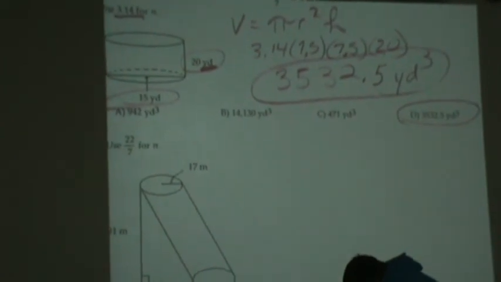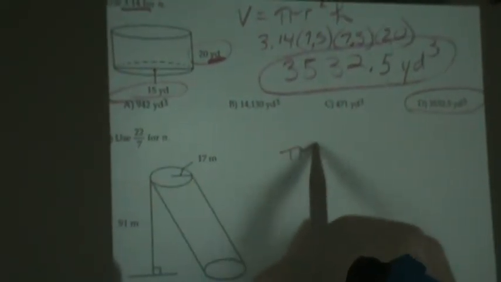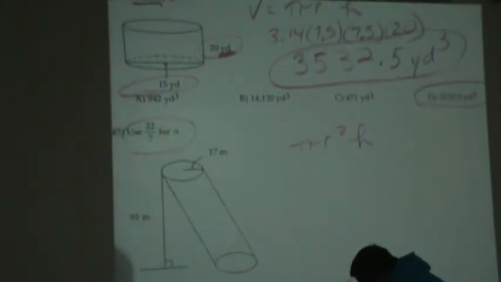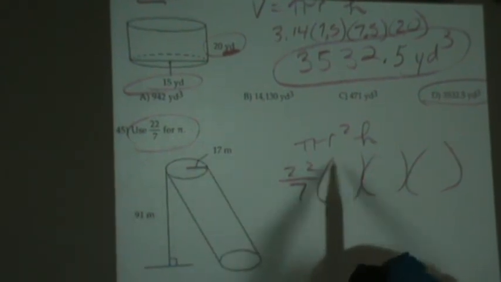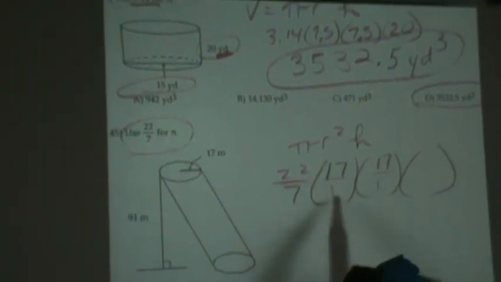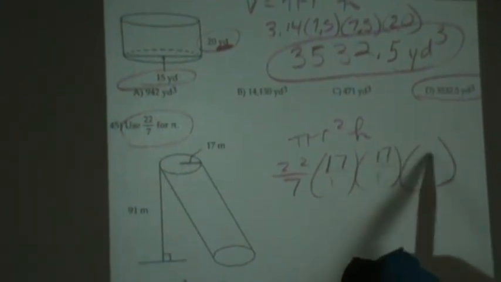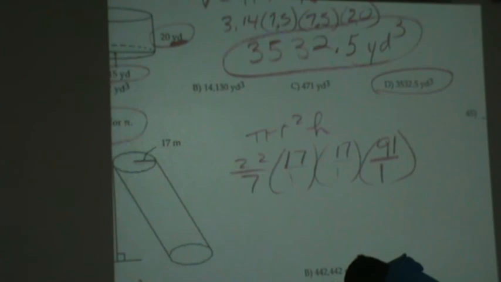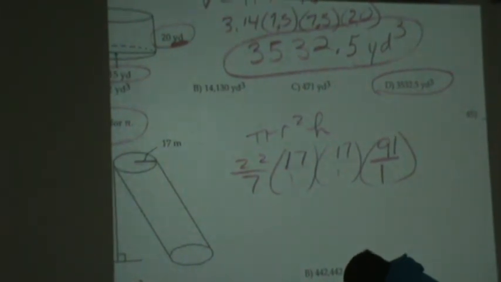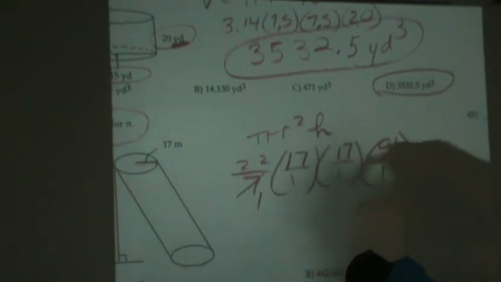Okay. Another cylinder, pi r squared height. It's said to use the fraction here for pi: 22/7. Radius is 17, isn't it? Put it on top so you can put it over 1. 17, 17, and then the height, 91. The good thing is 91 will divide by 7. Divide by 7 is 1, divide by 7 is 13. That way all you have to do is multiply those.